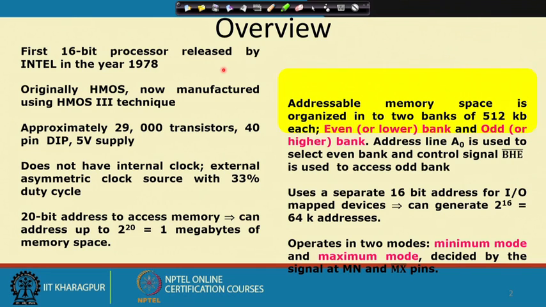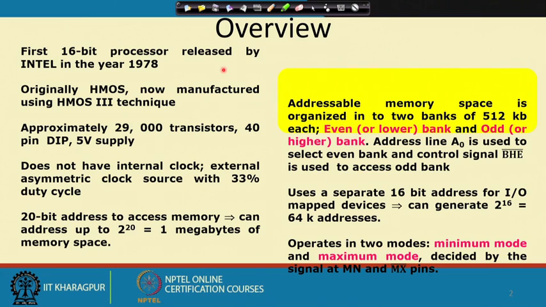This was originally designed on HMOS technology, and now HMOS 3 technology is used. It uses approximately 29,000 transistors, a 40 pin dual inline package and a 5 volt supply voltage. It does not have an internal clock, so you have to give an external asymmetric clock source with 33% duty cycle. So, for 1/3 of the clock duration it should be in high state, and the remaining time it should be in the low state.